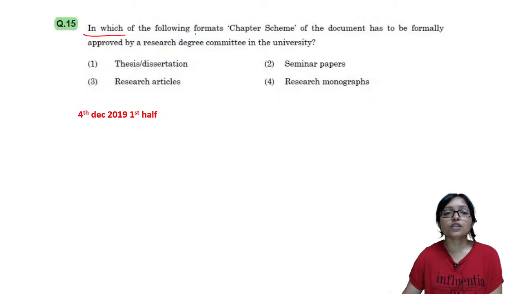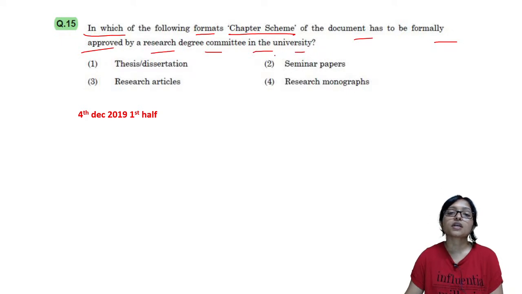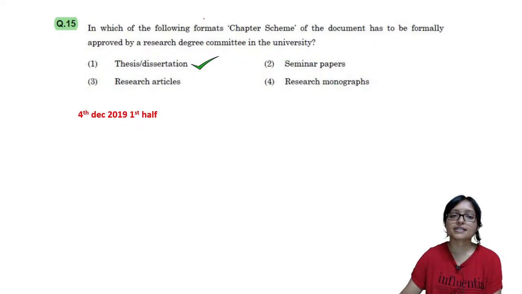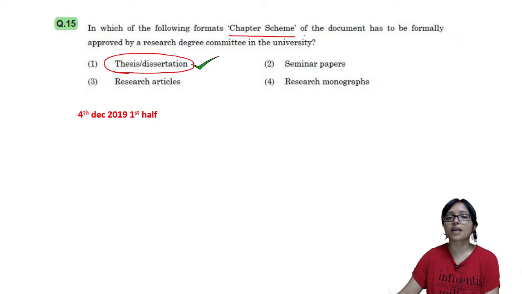Do this one. In which of the following formats is the chapter scheme of the document formally approved in the research degree programme in the university? Chapter scheme, where this is followed in the university. Yes, that is thesis or dissertation. In a thesis or dissertation, you have to follow the chapter scheme formally in the university.